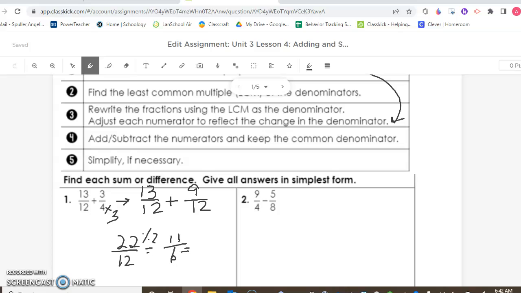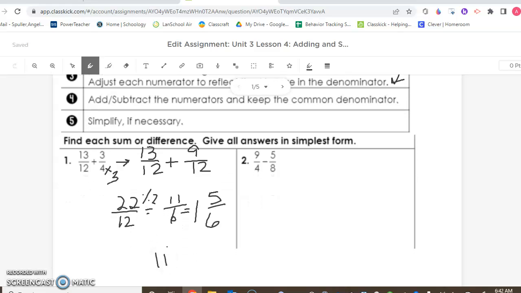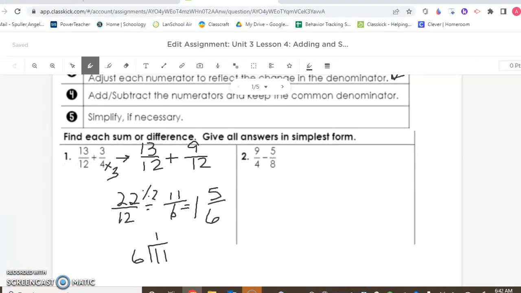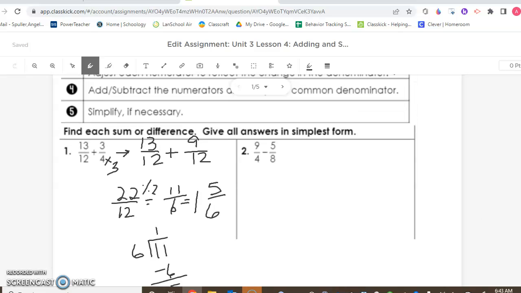And I can easily see that there's 1 six in there. 11 minus 6 is 5 over 6. Now, I can do that in my head, but all I did was divide 11 by 6 and said there's one of them in there. 1 times 6 is 6. Minus that, and I get 5. Okay? All right, let's look at this next one.